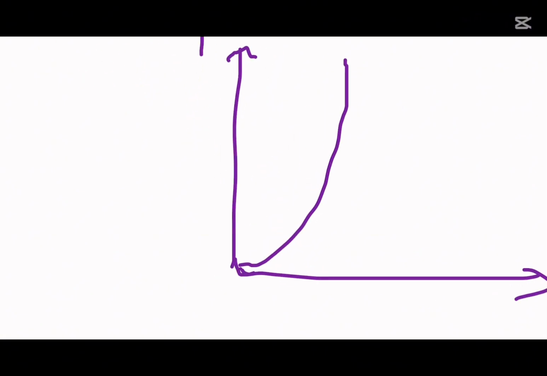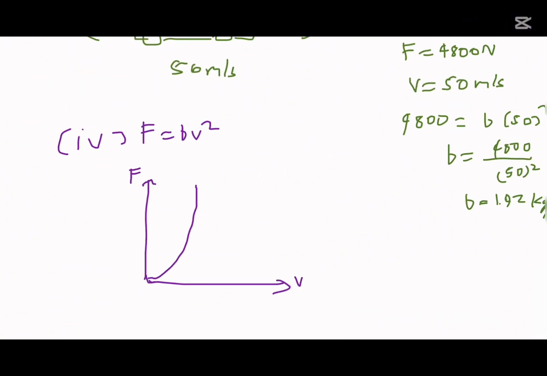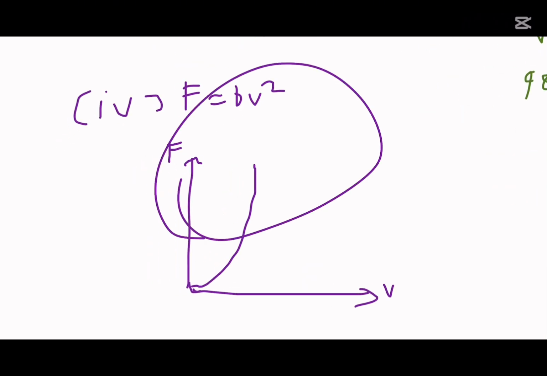So the force increases, but it doesn't increase that much at first because the tangent gradient isn't that big compared to the gradient right here. Here the gradient is really large. So the force increases faster and faster as V increases. So yes, that will be the graph for this.